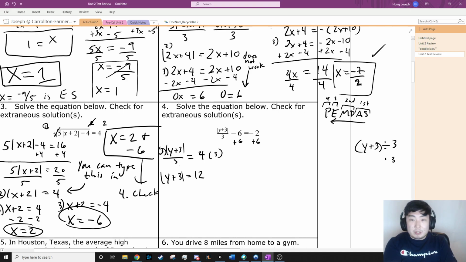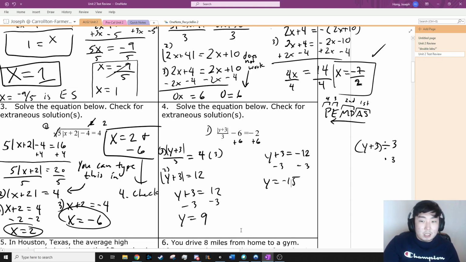Now I have to do step 2, which is making my positive and negative version. And this looks very simple now because I have a number by itself and I have my absolute value by itself as well. So y plus 3 is equal to 12 and y plus 3 is equal to negative 12. Subtract 3 on both sides. Y is equal to 9. And subtract 3 on both sides again. Y is equal to negative 15.